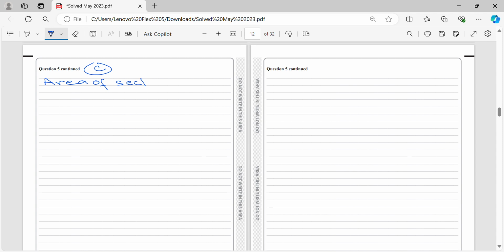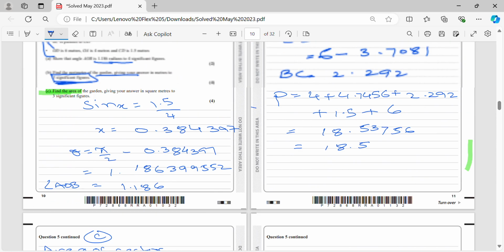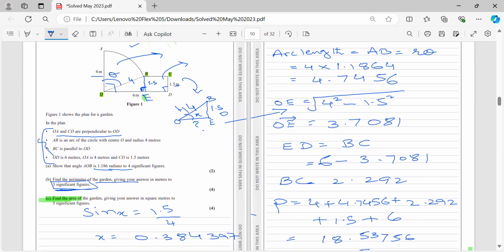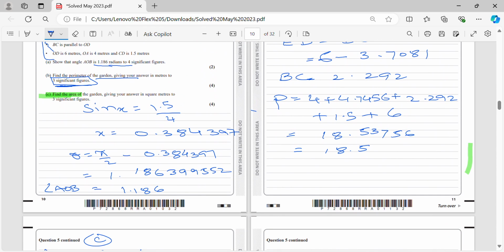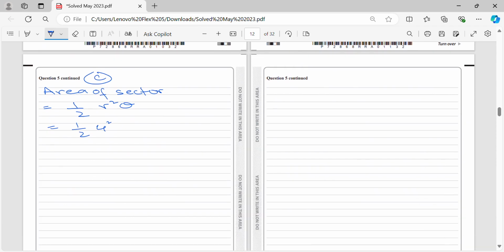Area of a sector. We know the formula for the area of a sector in radians is half times r squared theta. The radius r is 4, and theta is 1.186. So times 1.186, let's use the calculator. The area of the sector, after multiplying, is 9.488.